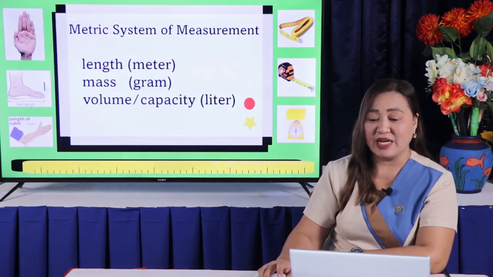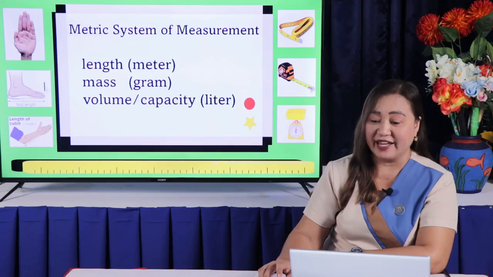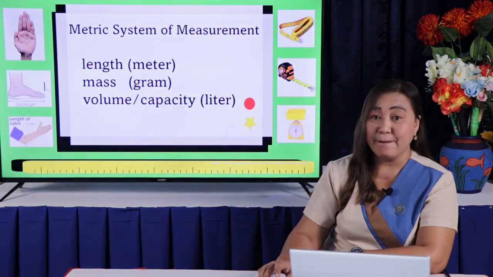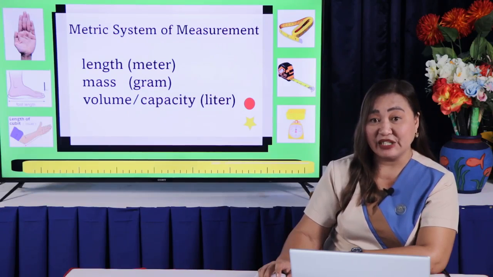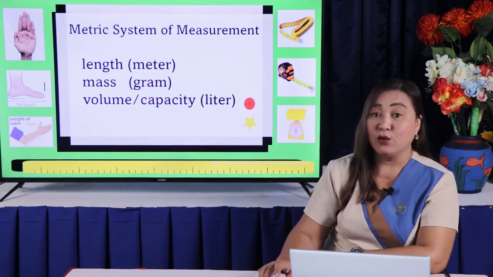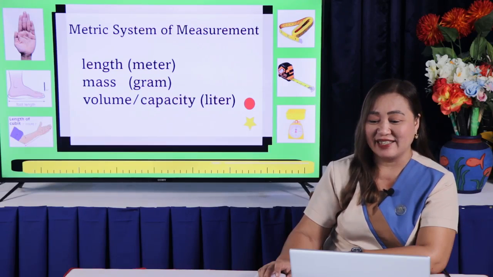The metric system of measurement has a base unit for length, which is meter, mass, which is gram, and volume or capacity, which is liter. The base unit for length is the meter, and units longer or shorter than the meter would be achieved by adding prefixes to the base unit. These prefixes may also be used for the base units for mass, volume, time, and other measurements.